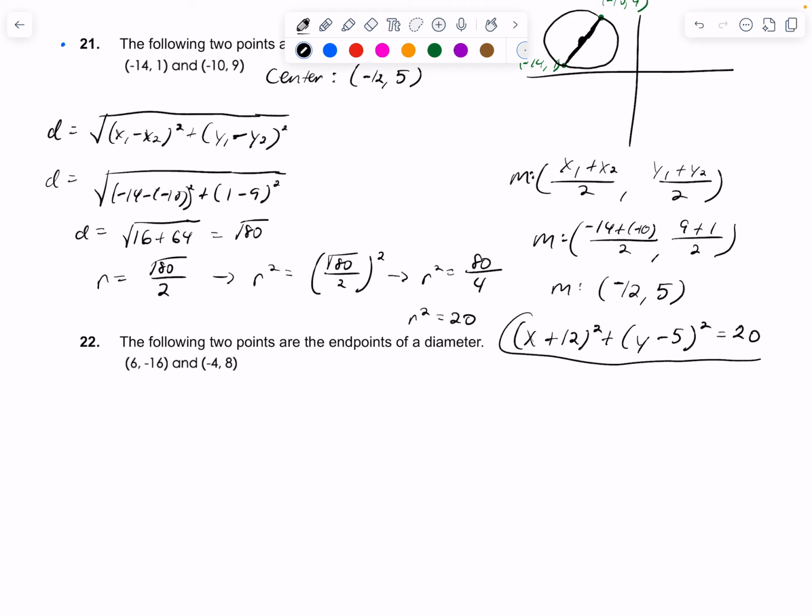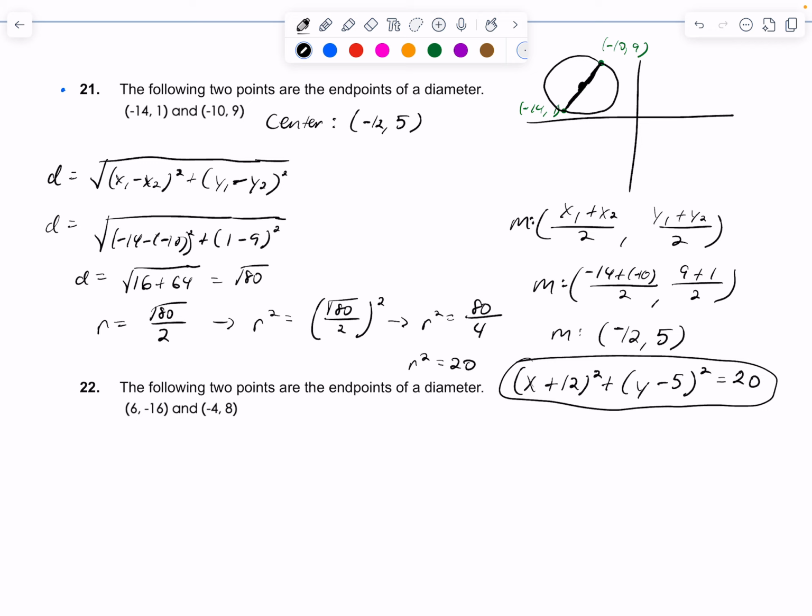Now again, that's not the only way you could do that. As I said in number 19, once you have the center, you could use the equation of the circle, plug in one of the points that's on your circle, you've got 2 of them, and you could use that to find your radius squared. All right, so lots of different ways to do this. Whatever way your brain sees it, go with that.